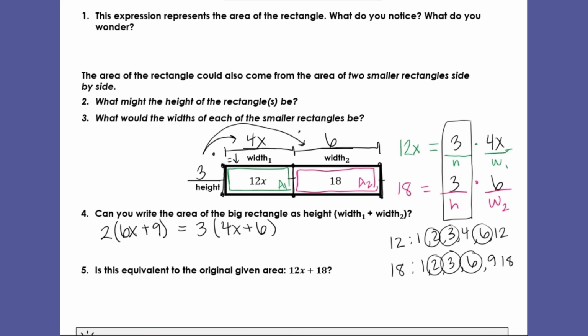And then lastly, let's replace 3 with the greatest common factor, which is 6. So if the height is 6, 6 times 2x would be 12x, and then 6 times 3 would be 18. So 6 times 2x is 12x, 6 times 3 is 18. So 6 times 2x plus 3.